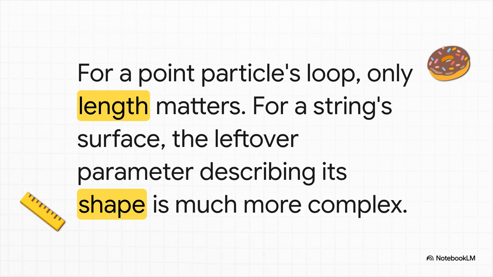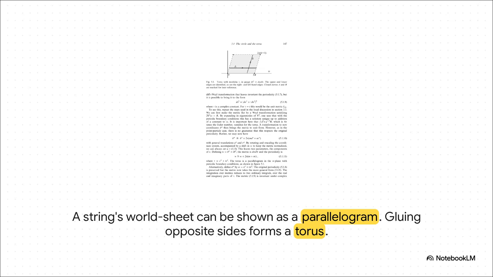But for a string, because its history is a whole 2D surface, it's a lot more complicated. You can't just describe its shape with one simple number. And this is the absolutely brilliant trick physicists use. Instead of trying to do math on a curvy donut in 3D, they just unroll it. They show that it's mathematically the same as a flat parallelogram. You just have to remember the rule. The top edge is glued to the bottom edge, and the left edge is glued to the right. If you do that, you get your torus back perfectly.